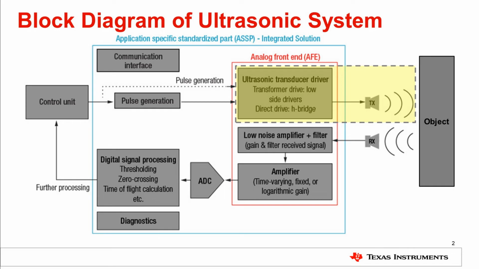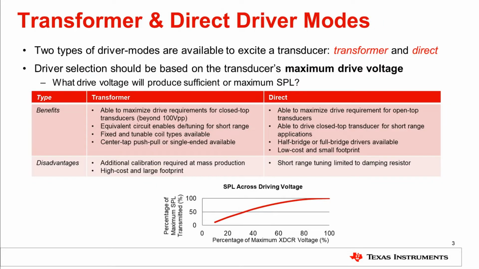The block diagram of an ultrasonic sensor system can be simplified down to two primary blocks, the driver and receiver. The driver block includes an H-bridge direct driver or a transformer driver to excite the transducer at a single frequency by a digital pulse generator. The objective of the driver block is to maximize the driver voltage across the transducer to generate the maximum amount of transmissible sound pressure.